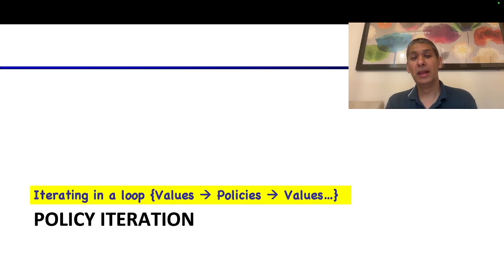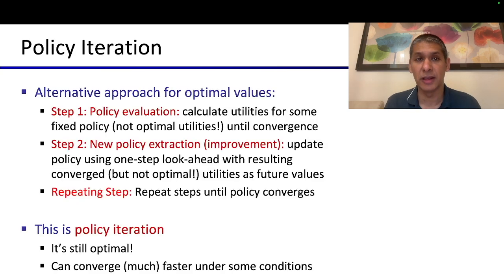Okay. Now that we have policy evaluation and policy extraction, we can come to policy iteration. Policy iteration just means that we're going to iterate this in a loop: take the values, compute the values, come up with a new policy again, and keep doing that. This is an alternative optimal approach for optimal values. First of all, we compute the utilities for some fixed policy, which can also be a degenerate policy, like everyone goes north.